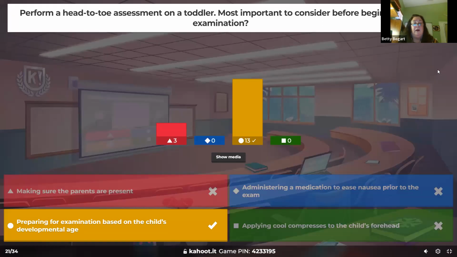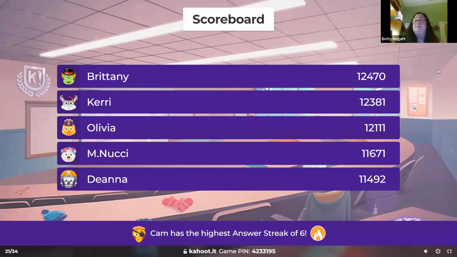Preparing for it on the child's developmental age. That's number one. The parents there are not as important as getting on their level, because you're going to be touching that child and you need to make sure that child's going to be attentive to you. It takes a little time, but in that little time that you have taken, you've saved a lot of time in the long run.